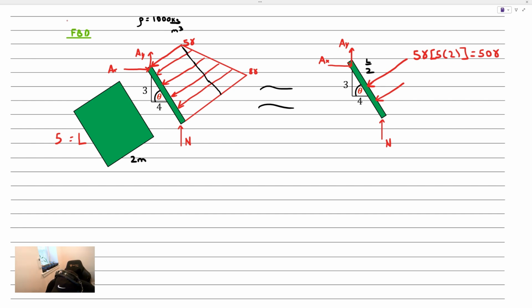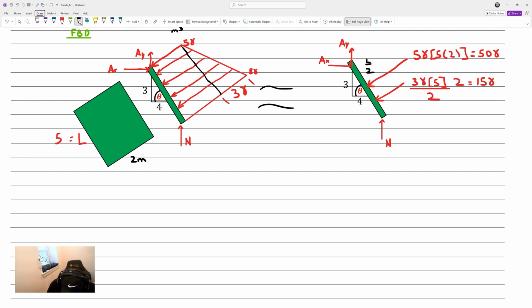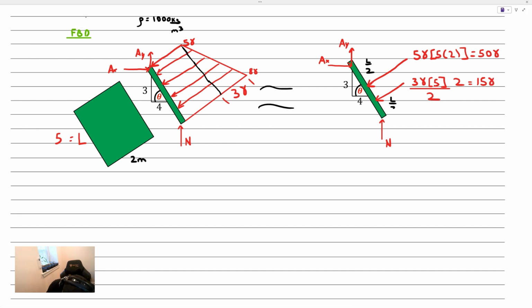And the area of that triangular prism, this height here, is 3 gamma, multiplied by the base, which is 5. It's a triangle, so we have base times height divided by 2, multiplied by the depth. It's a 2-meter depth. This is 15 gamma, and we place it at the centroid of the distribution. That's L over 3 from that bottom edge.